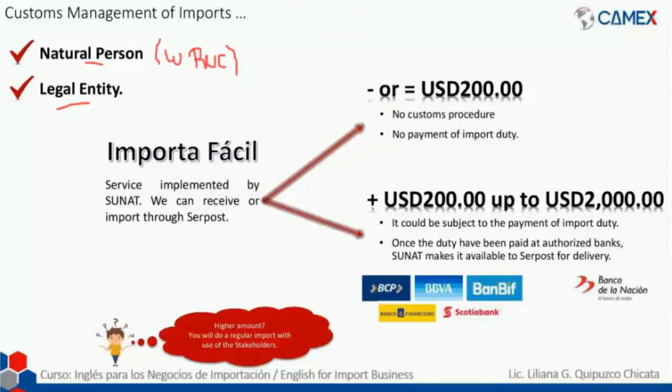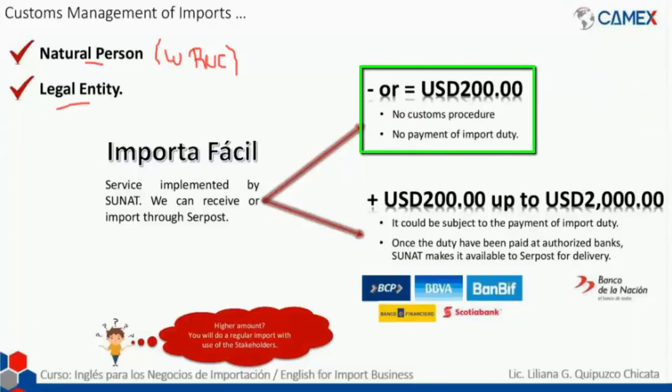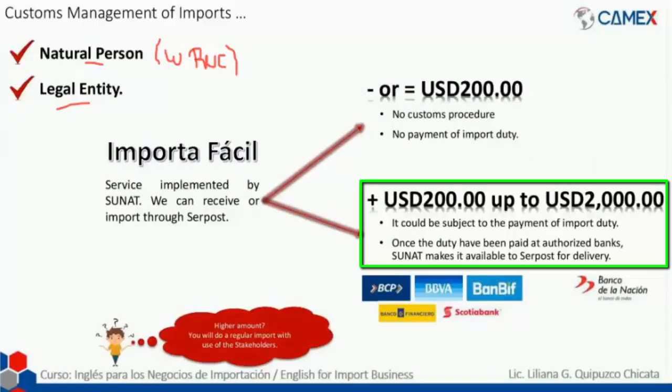So now we have 2 ways of using importe fácil. We have when you import less than $200, which means there is no customs procedure and also no payment of import duties. On the other hand, we have if you import more than $200 up to $2,000. In this case, it could be subject to the payment of an import duty, and once the duty has been calculated, they are going to let you know that you have to pay. Once you pay at an authorized bank, SUNAT is going to let SurePost know that you already paid, that it is all clear, and they're going to give you your products.